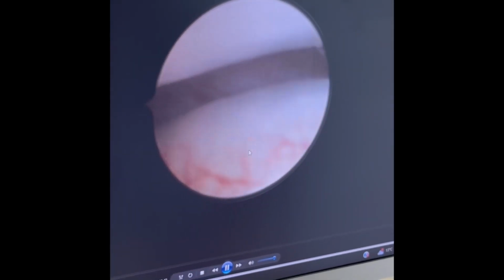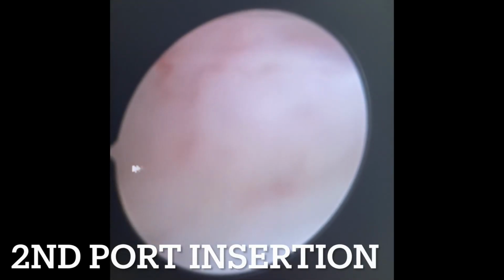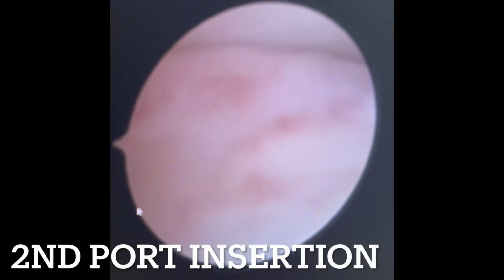In this case, you can see the disc is antero-medially displaced, and this is the appearance of the blood vessels in the synovium, which have crept up. So at this stage, 2 minutes 50 seconds, you can see the edge of the second port, which is just in front of the scope port.